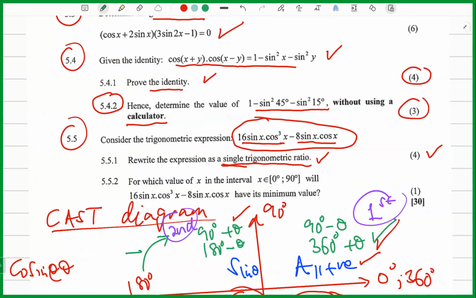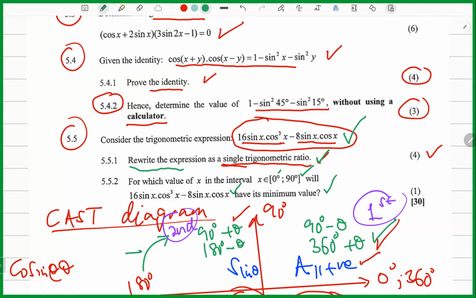All right, something very nice and easy, on a lighter note. The examiner is giving us something to end this exam paper. They're saying consider the trigonometric expression, this one. We just rewrote the expression as a single trigonometric ratio. For which value of x in the interval 0 to 90 degrees will this one have its minimum value? Between 0 and 90 degrees, we're looking for the minimum value of that.